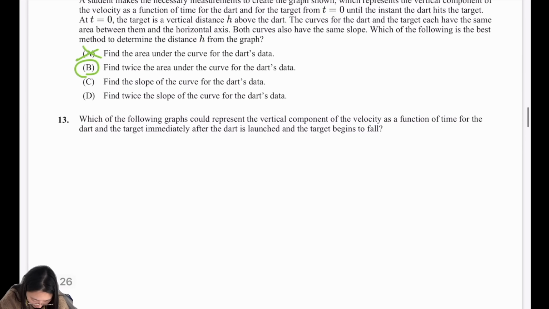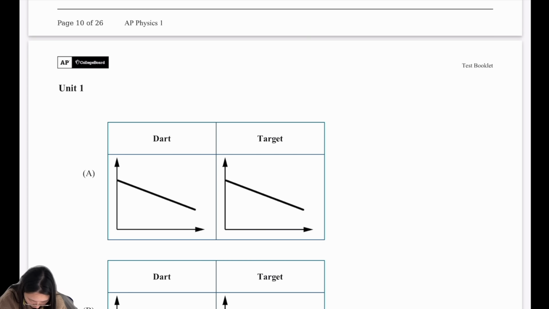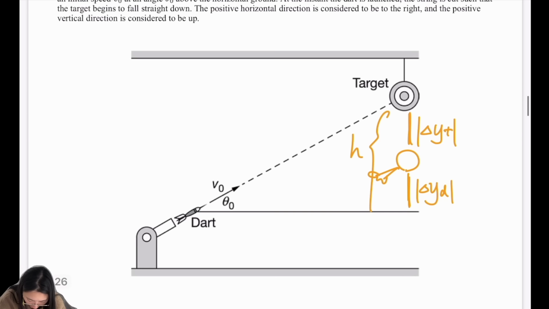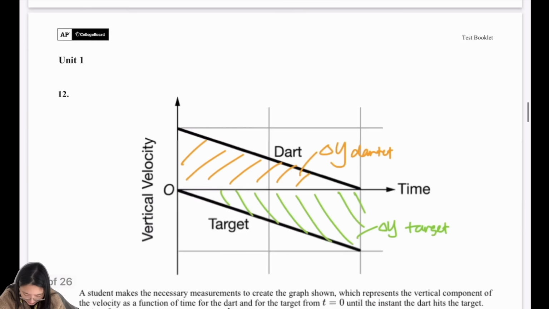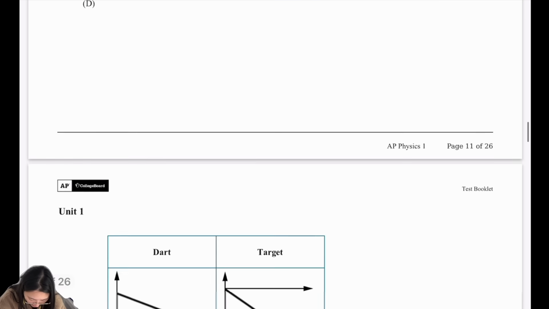13. Which of the following graphs could represent the vertical component of the velocity as a function of time for the dart and target immediately after the dart is launched, and then the target begins to fall? Okay, so the vertical component of the velocity. The target is going downward, which means its vertical velocity is negative, while the dart is going upward, so its initial velocity must be positive.